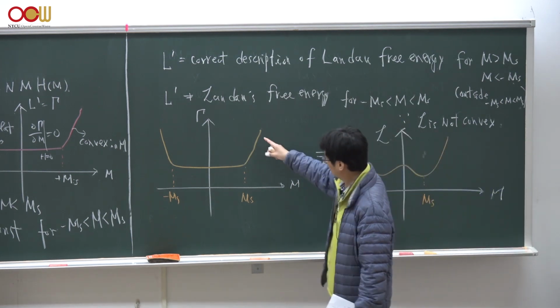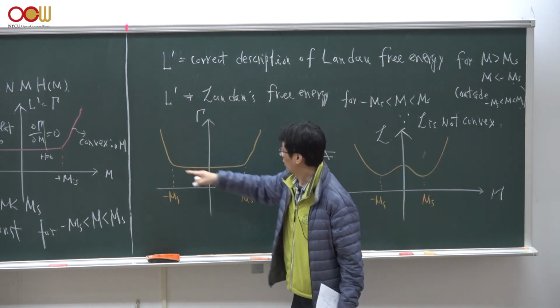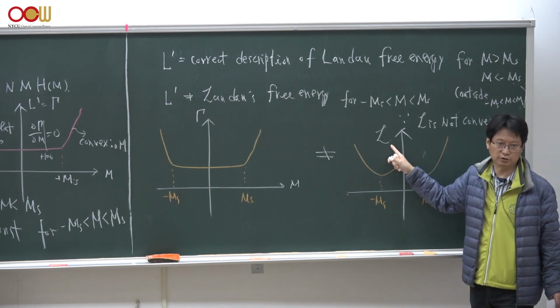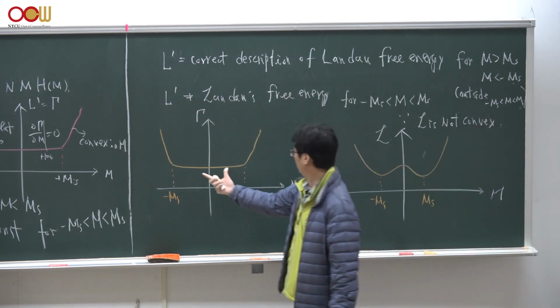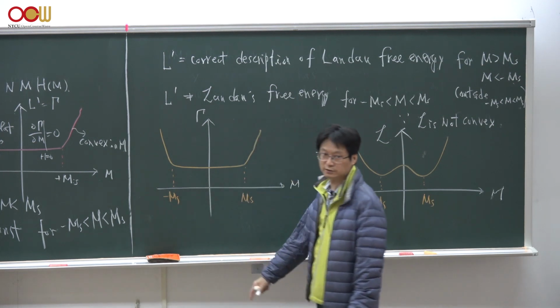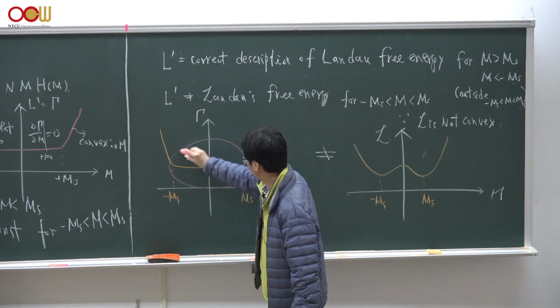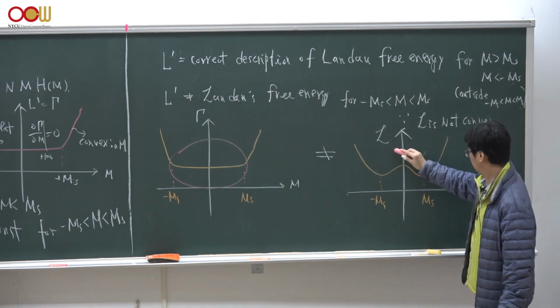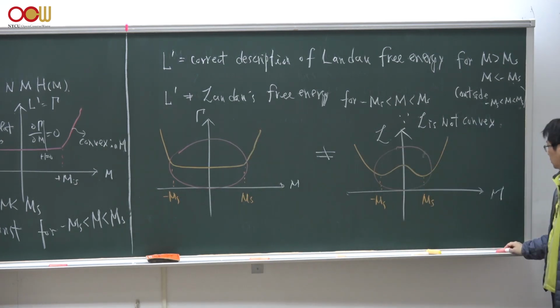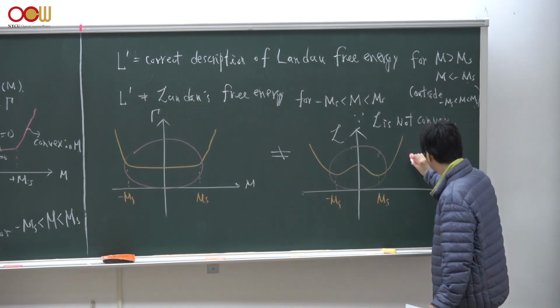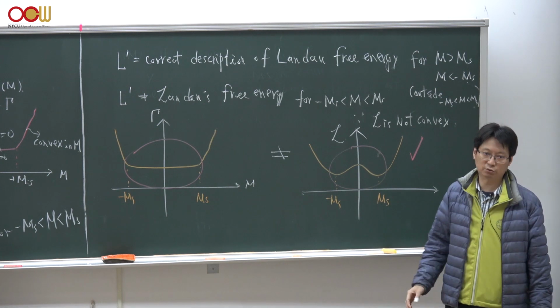So the Gibbs free energy does give rise to the convex, or kind of a parabola, that we see from the Landau free energy. But within this range between plus and minus ms, they are not the same, because on the left-hand side the Gibbs free energy is actually flat. However, we know that the Landau free energy, in terms of the magnetization, leads to the double well. And it is the Landau free energy which is what we want.